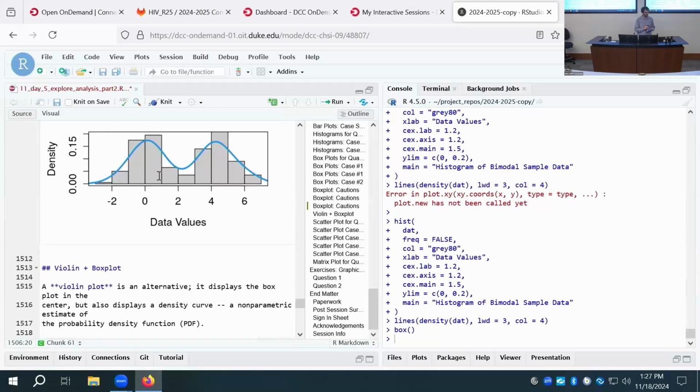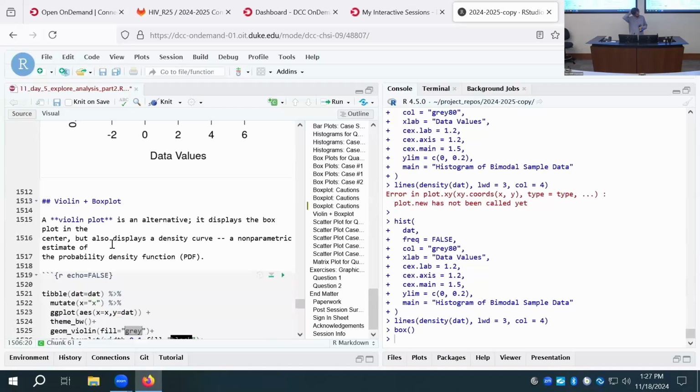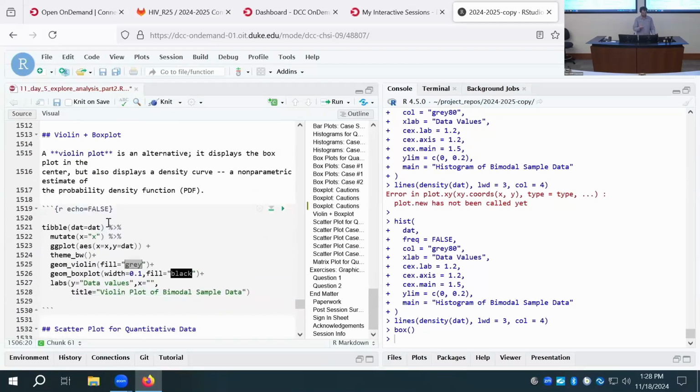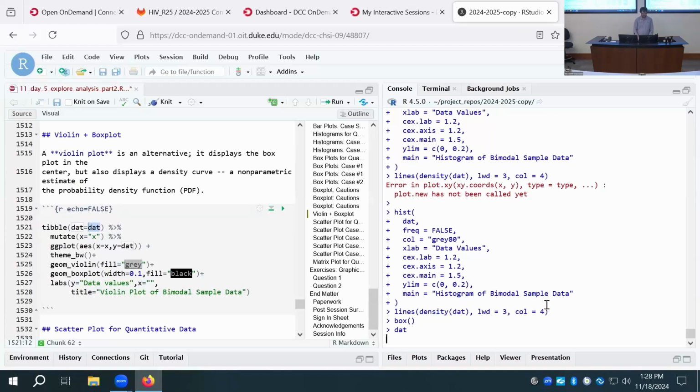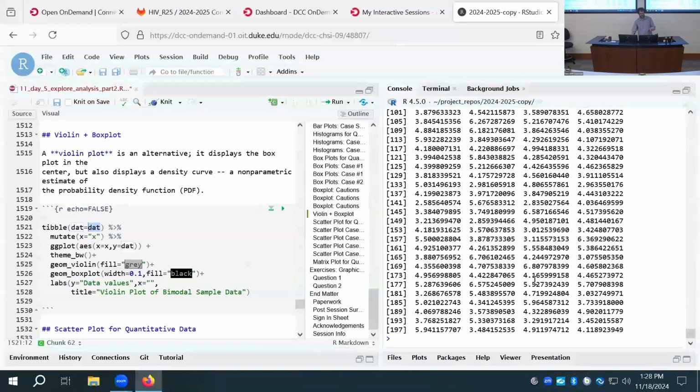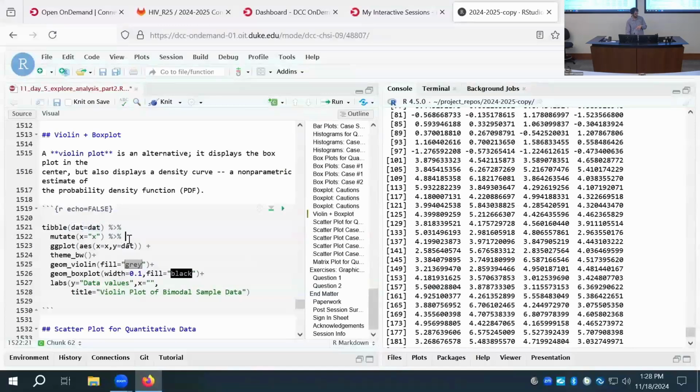Going to violin plots. So this is a combination. It will show the box plot along with the density curve overlaying it. The density curve is a non-parametric estimate of a probability density function, which we'll get to in later parts of this lecture. So if we take that data again, this messy data set that's half from mean 0 and half from mean 4, I believe.